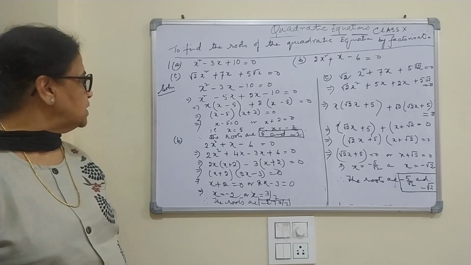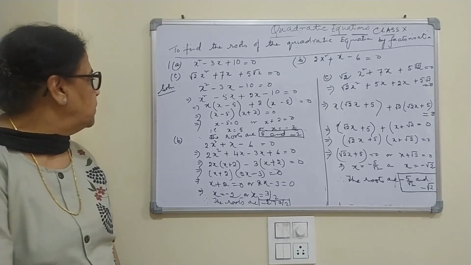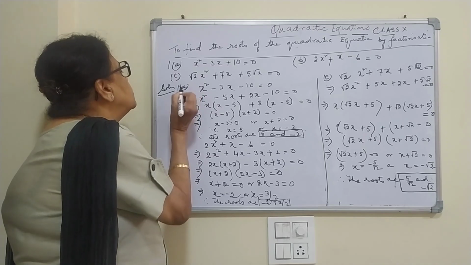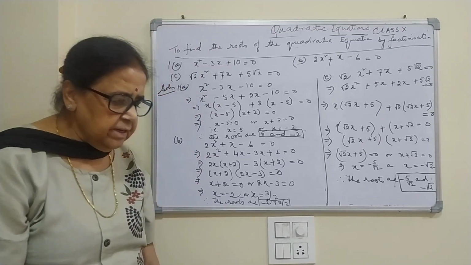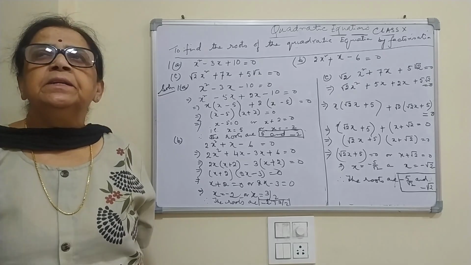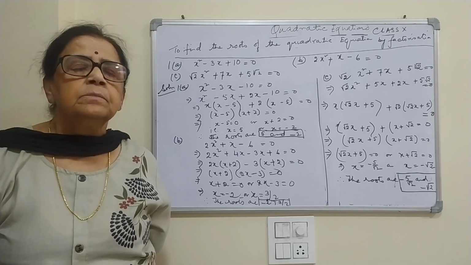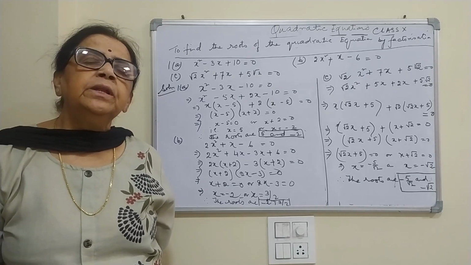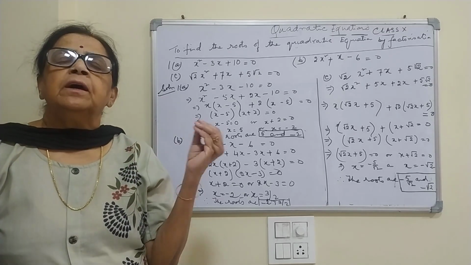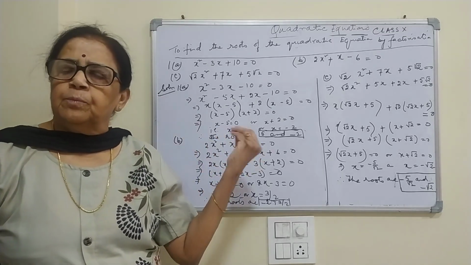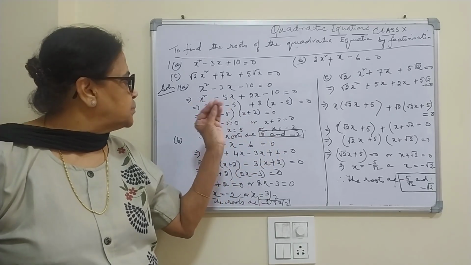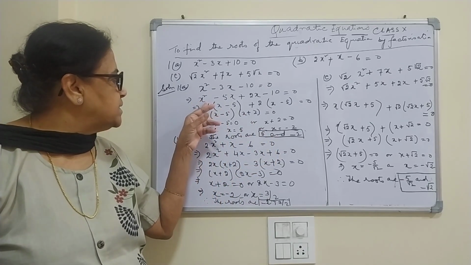Okay. First question, A part. The question is x square minus 3x minus 10 is equal to 0. How many roots will be there? Roots mean those values for which the equation will be equal to 0 if I substitute that value in x here.